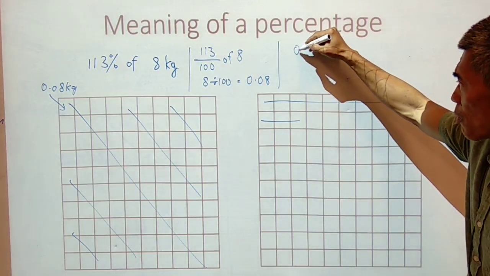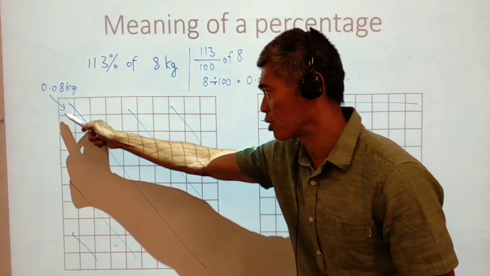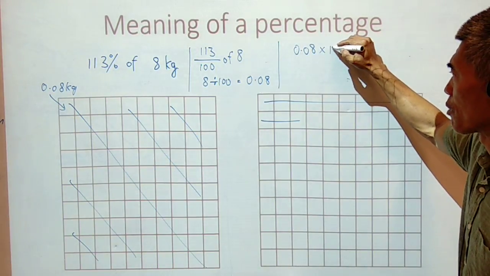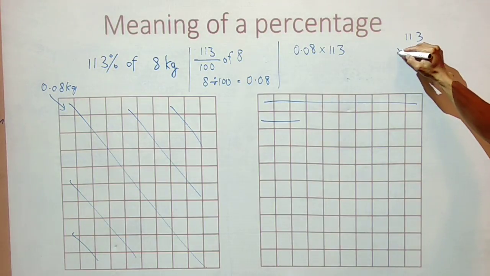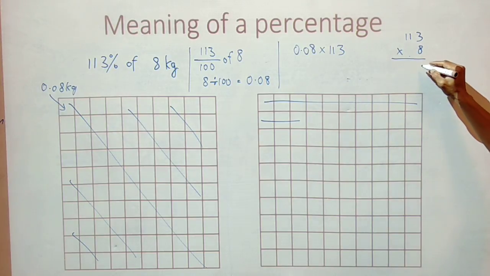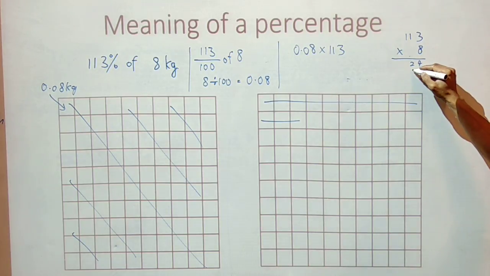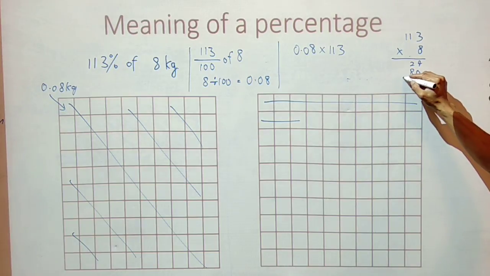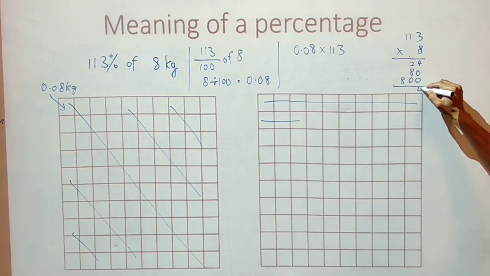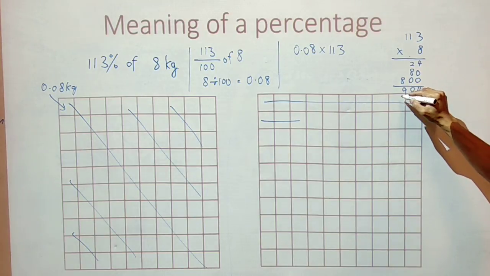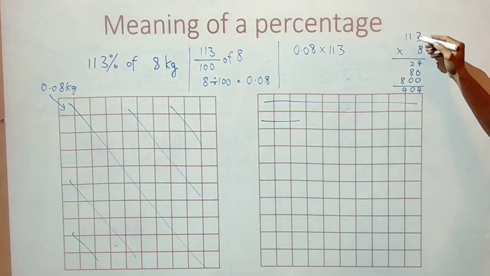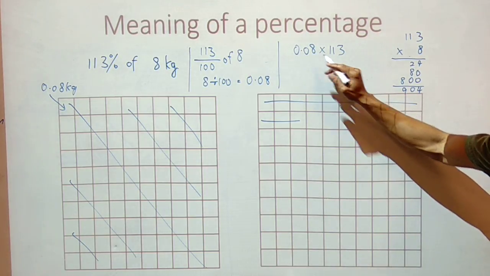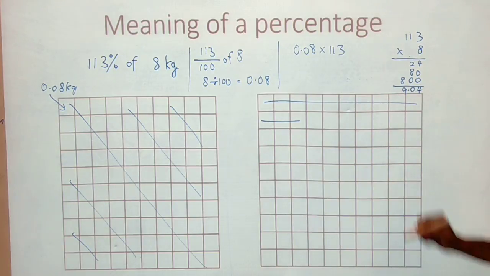I have 0.08 in each of the squares, and I'm going to multiply that with 113. So again, we're going to do this simple calculation. 113 times 8, we have 24, we have 80, and we have 100. So that gives me 904. Of course, we bear in mind that we have 2 decimal places, so we have 9.04.